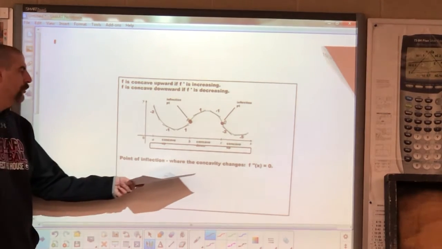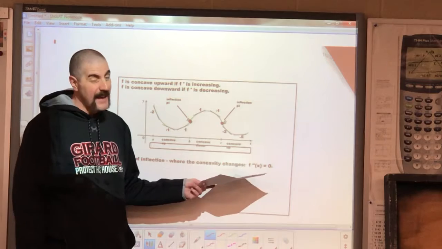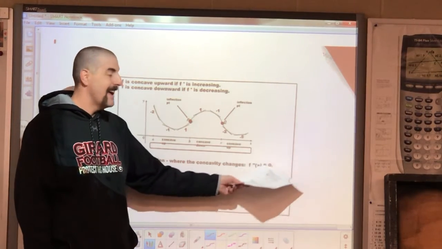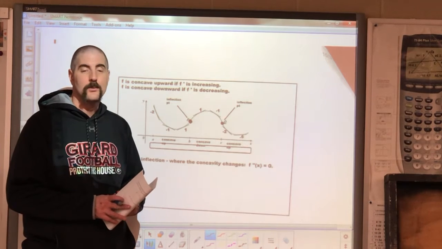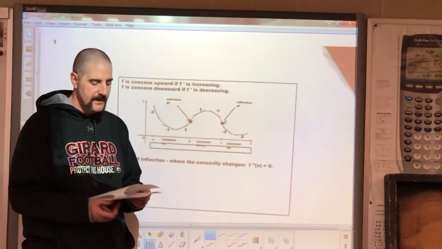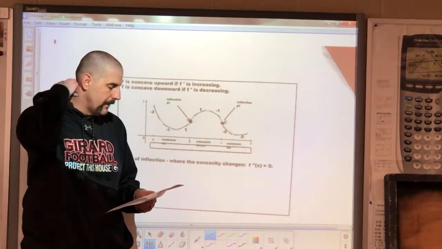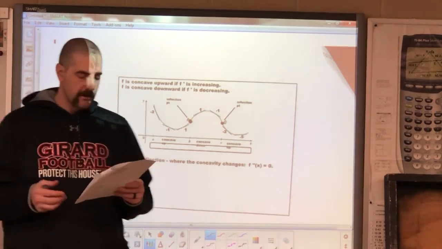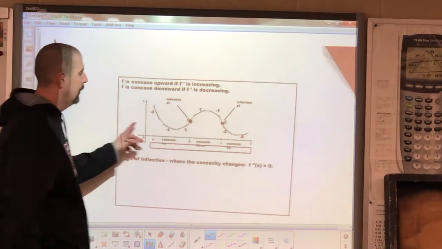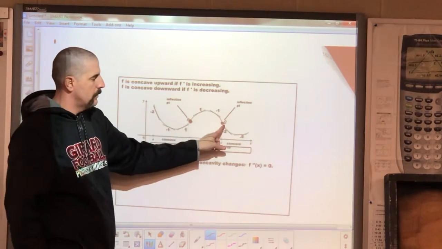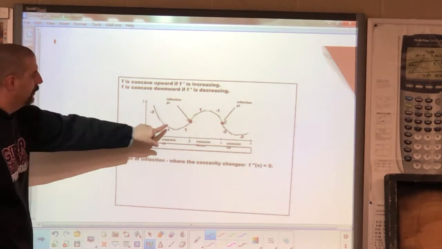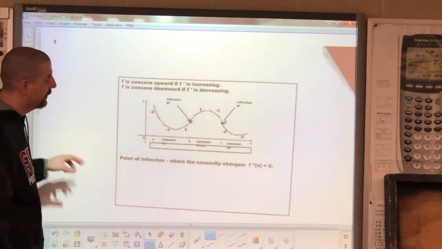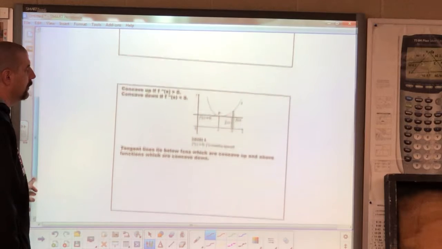A point of inflection is where the concavity, how it's concave, changes. Notice, f double prime equals 0. So again, this time we're going to take the derivative, and then we're going to take the second derivative and set it equal to 0, okay? So, notice, those are the inflection points. Notice they don't occur here. They occur there. Those are only when the second derivative is equal to 0.